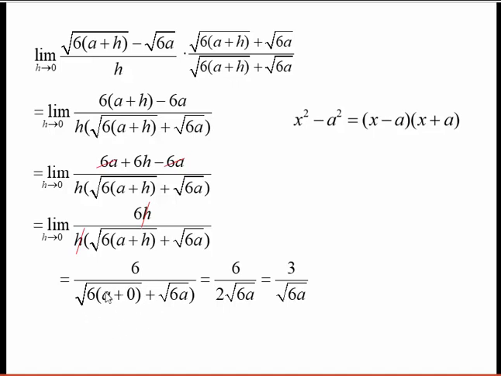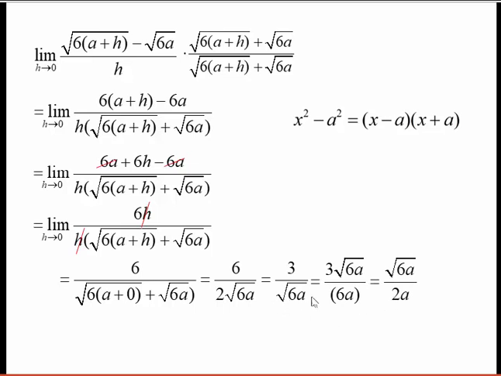So this is basically square root of 6a, square root of 6a, that will make it 2 square root of 6a. So we can say that our answer is here. We can leave it there, but if you want to rationalize your denominator, then you can multiply numerator and denominator by radical 6a and then see what happens.